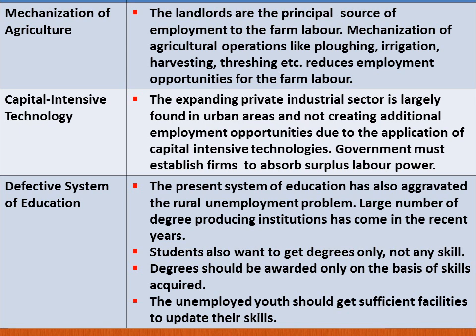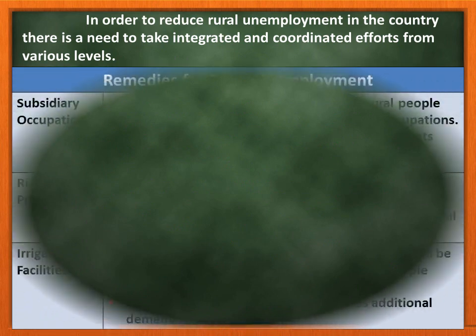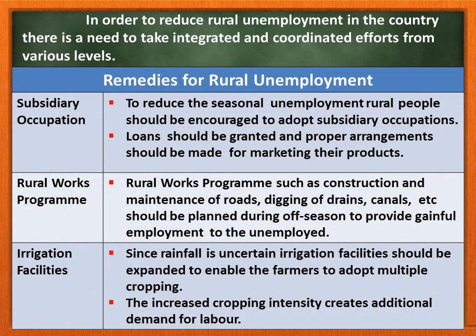The unemployed youth should get sufficient facilities to update their skills. So they are saying that the unemployed youth should get sufficient facilities to update their skills. In order to reduce rural unemployment in the country, there is a need for integrated and coordinated effort from various levels. So India has to develop.